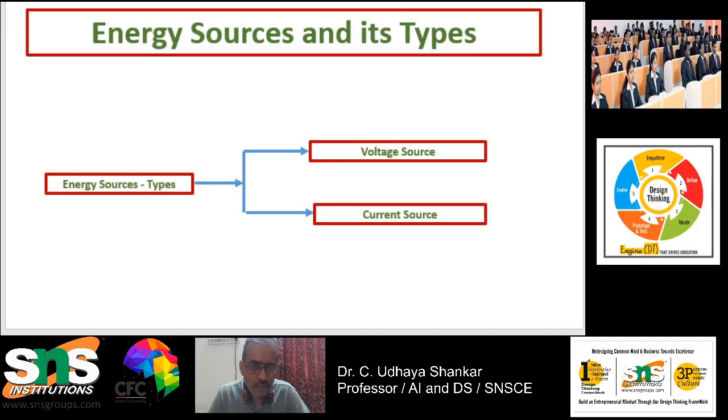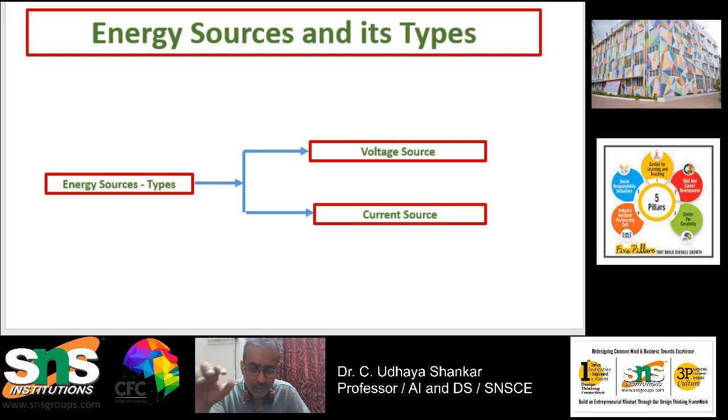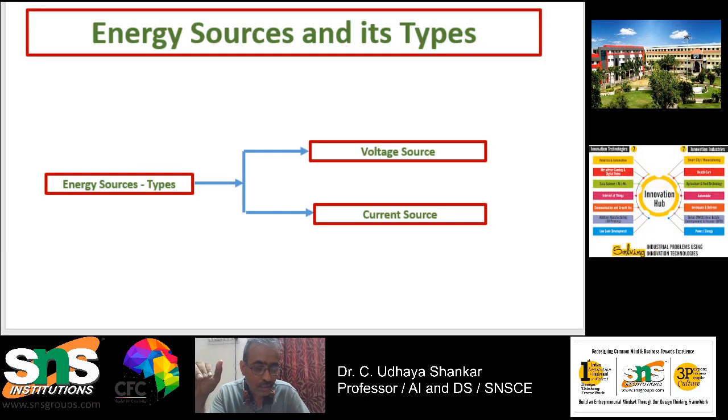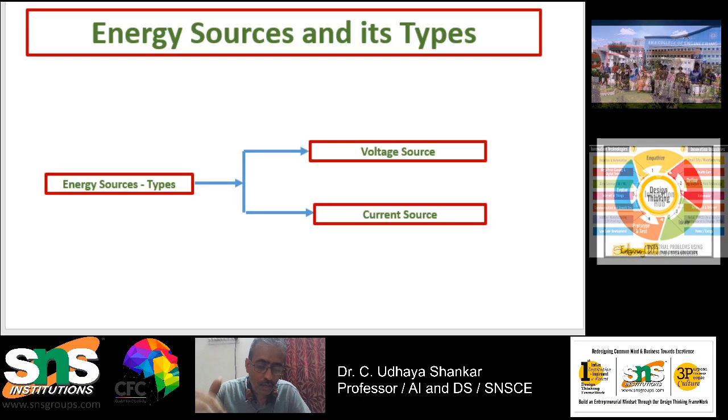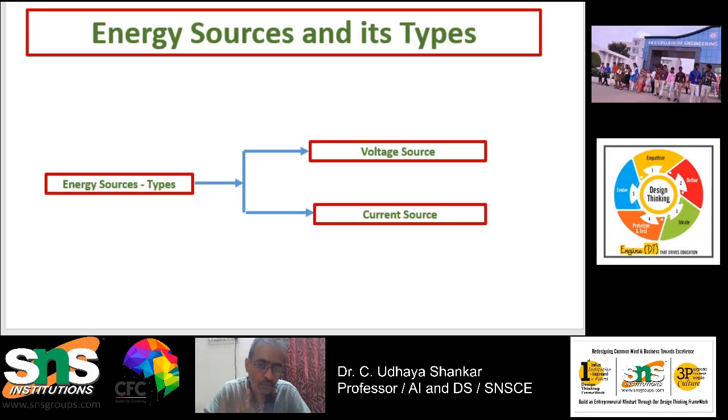As you all know, what is a voltage source? A voltage source is a source which has constant voltage irrespective of change in the magnitude of load. Whereas a current source is one where the current is always constant irrespective of change in load. This is how the energy sources have been discussed, and if you have any doubts, you can go to the previous videos, watch, and come back.